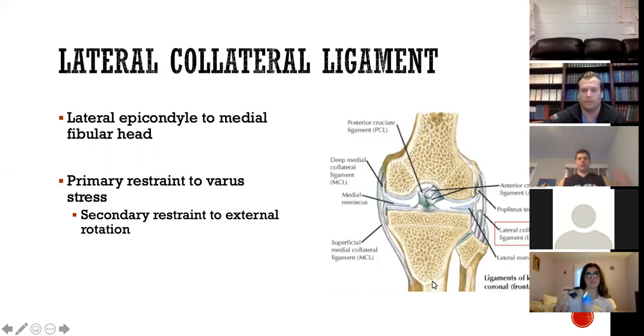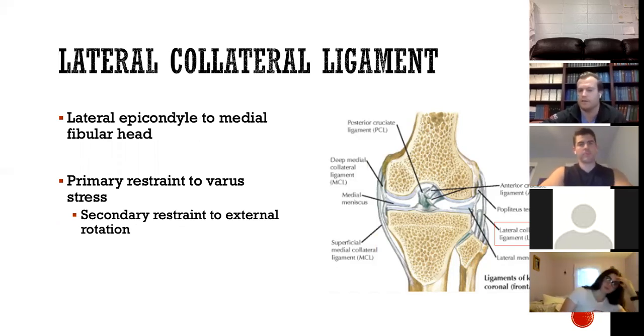The lateral collateral ligament originates on the lateral epicondyle of the femur and travels down to the lateral fibular head. This acts as a primary restraint to varus stress, and it's also a secondary restraint to external rotation.